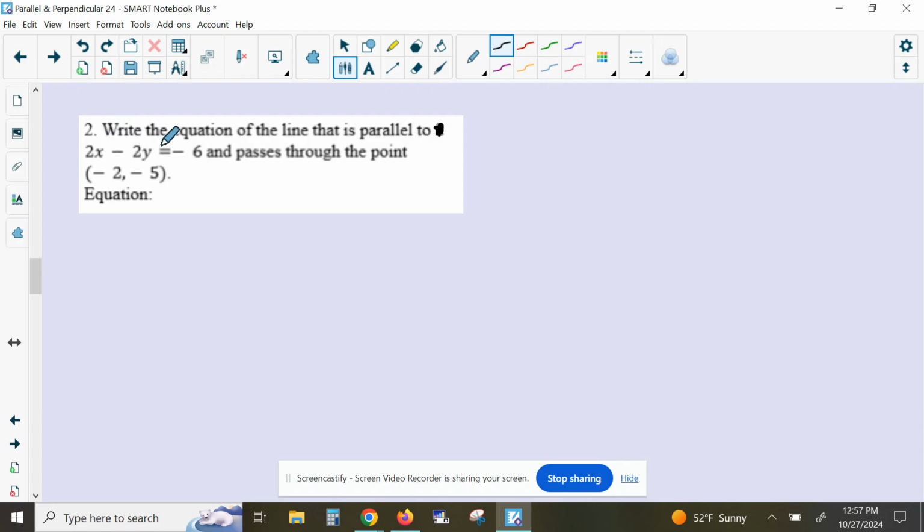Okay, so here is our equation. 2x minus 2y is equal to -6. Now we want the line that is parallel to it. So parallel means we're going to need the same slope, right?